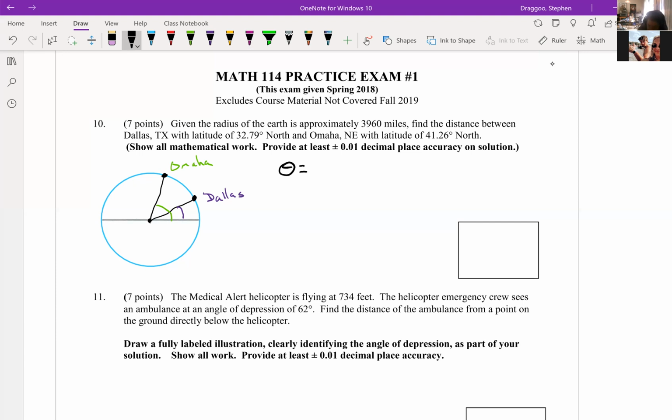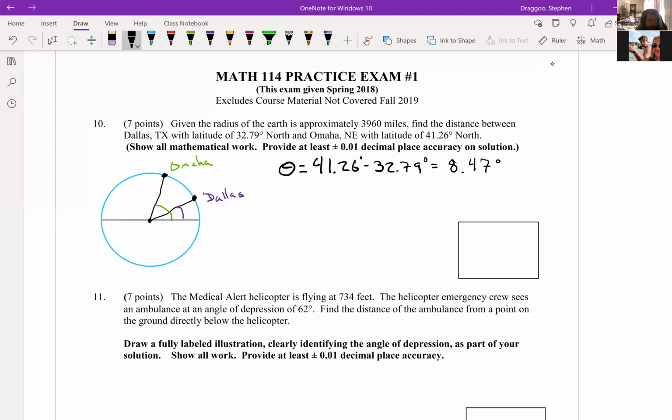So theta, which is going to be of interest to us in this problem, will be the difference between the two angles. So look at 41.79 minus 32.79, and we'll get a number over here. This is 8.47. That's 8.47 degrees. Right? Yeah, it looks like it's 8.47.